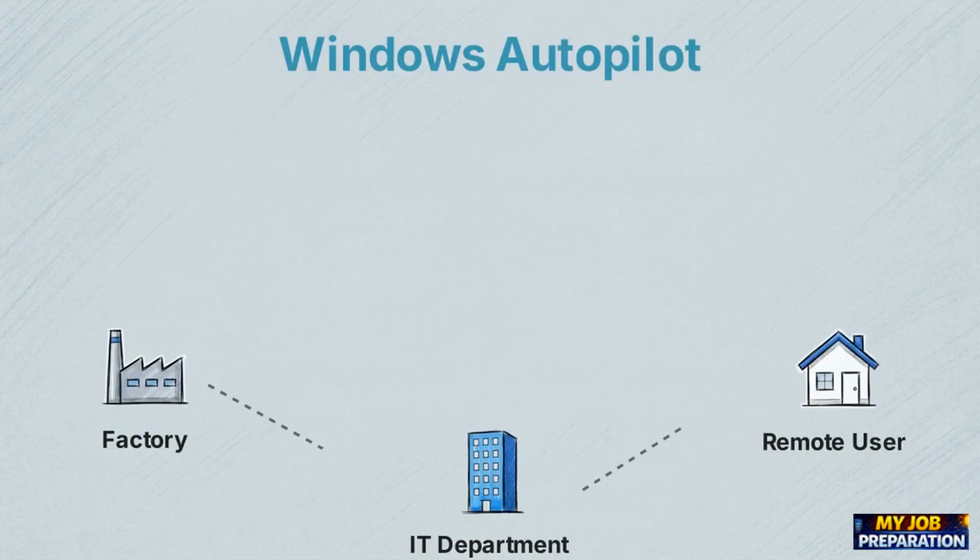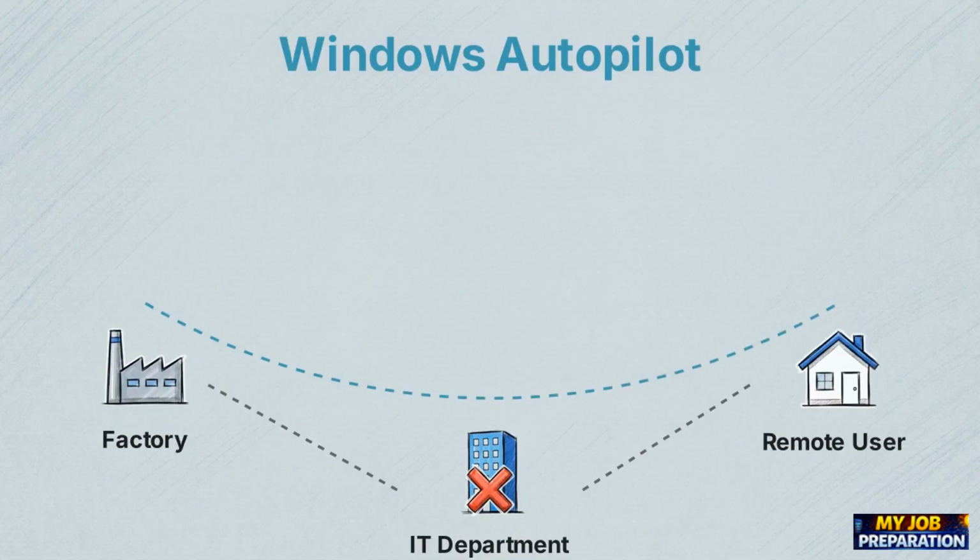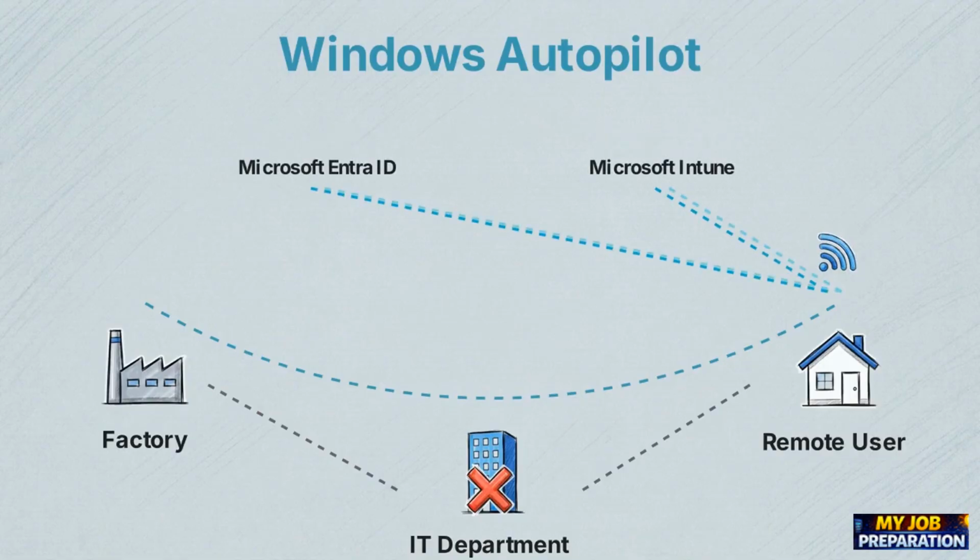This flowchart illustrates Windows Autopilot, a hardware provisioning service. A laptop can be shipped from the factory directly to a remote user's house, completely bypassing the IT department. The moment the remote user turns the laptop on and connects to Wi-Fi, Autopilot automatically joins the device to Entra ID, enrolls it in Intune, and configures the out-of-box experience.